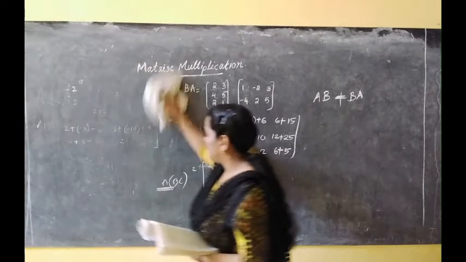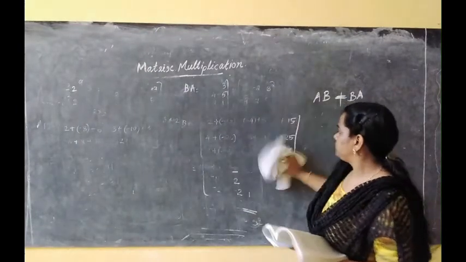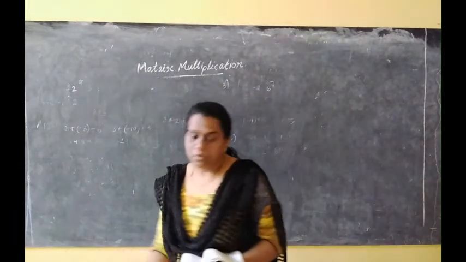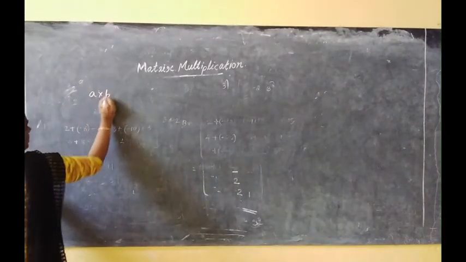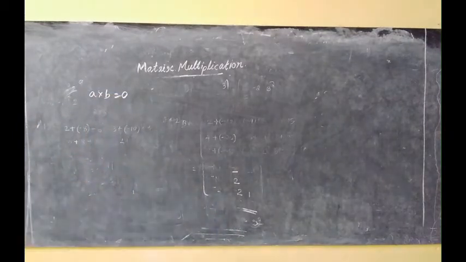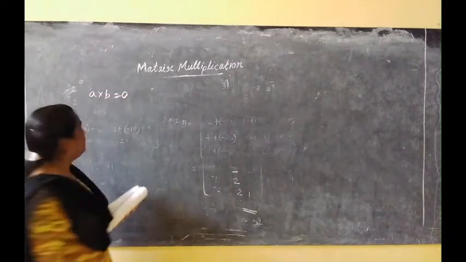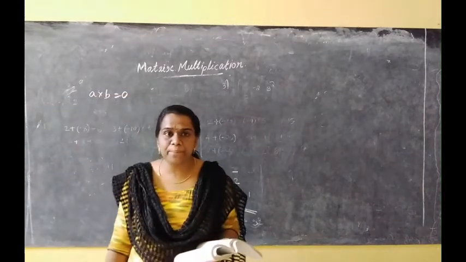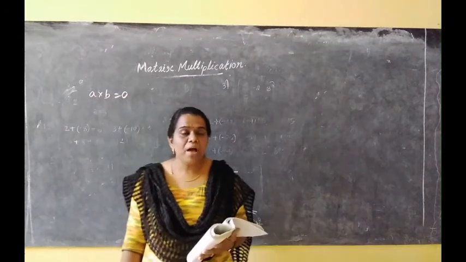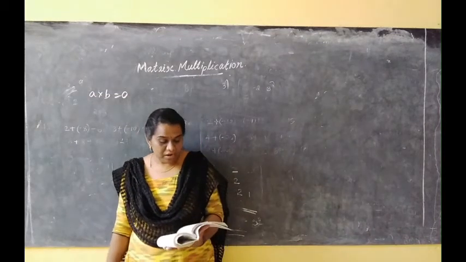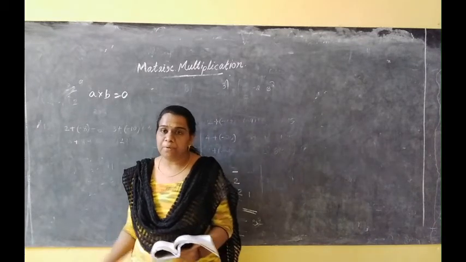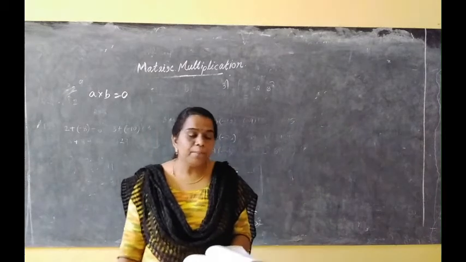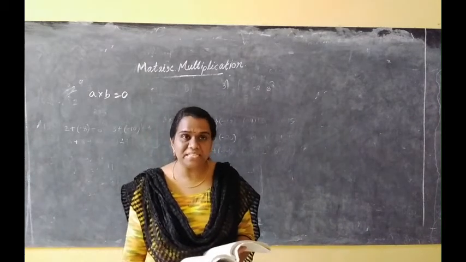In algebra, we have studied that if A into B is equal to 0, then either A is equal to 0 or B is equal to 0. Is it so? A into B is equal to 0 if either A is equal to 0 or B is equal to 0. But in the case of matrices, it is not correct. A 0 matrix need not be the product of 0 matrices. That means the product of two non-zero matrices can be a 0 matrix.